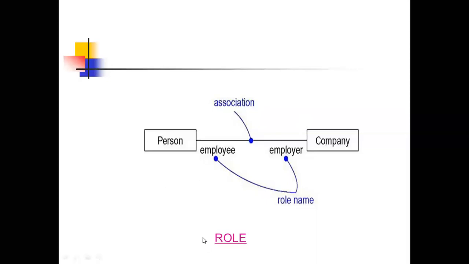What we have seen is what a role is. Here you can see the example of a role, person and company. This is the association between person and company. The person's role is employee and the company is the employer. These are the role names.